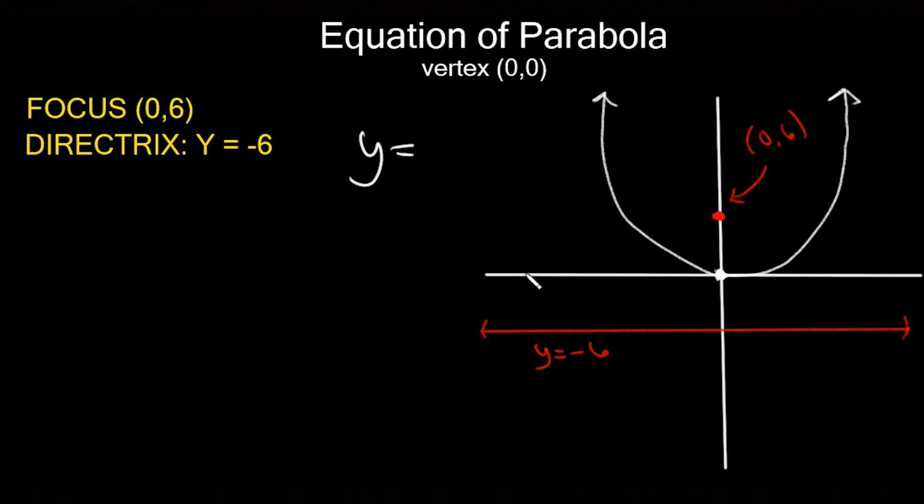But I do know my focus here, right? That is provided. My focus is going to be (0, 6), and my directrix is going to be y equals -6. So we can use the fact that our focus and our directrix are going to be equidistant from the vertex, and that will help us with the problem.